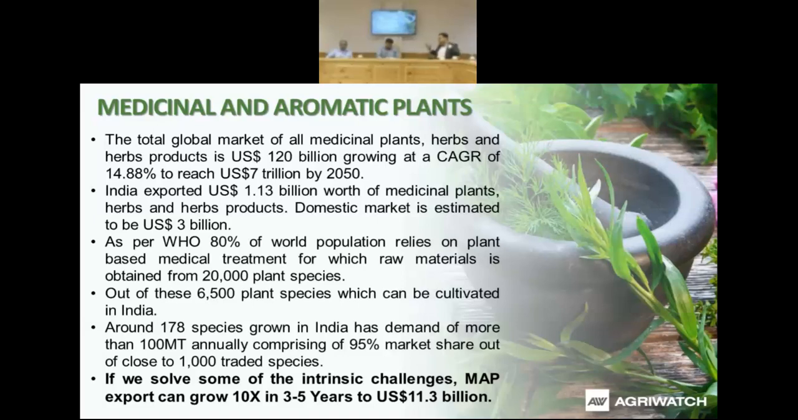But their market is 12-13 times of ours, and at the same time we are exporting roughly 1.13 billion worth of medicinal plants, herbs and herb products, and the domestic market is roughly $3 billion. Now, the WHO says that 80% of the world population relies on plant-based medical treatment, for which raw material is obtained from 20,000 plant species. And in India, we have 6,500 of them. We are only working on 178 such species, which have a market of more than 100 metric tons.